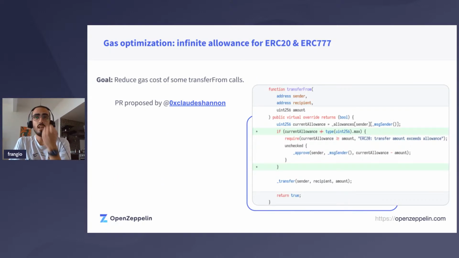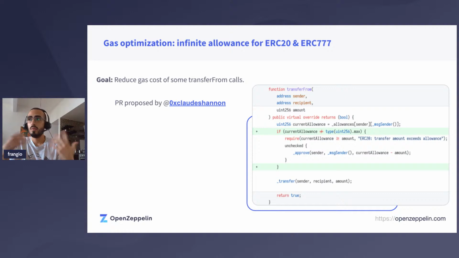Next, this is a very small change, but it can have a big impact. And someone here, Claude Shannon, hopefully not the Claude Shannon, because that would be spooky, suggested that we do this. And it essentially is an implementation of the infinite approval pattern, which, there's differing opinions about the validity of that pattern, but the truth is that many DeFi applications use that.